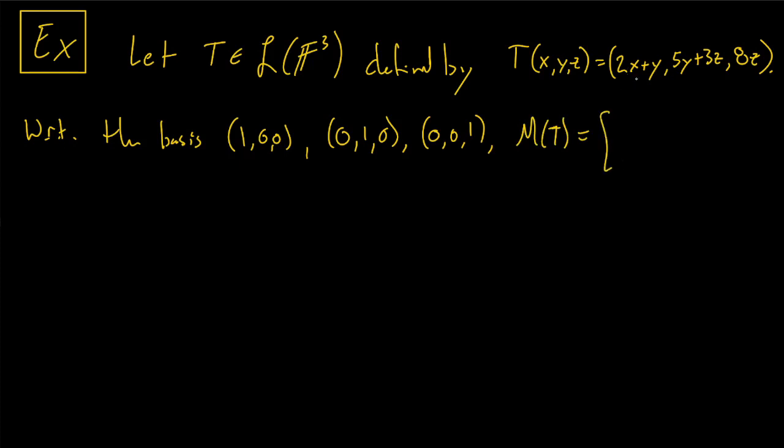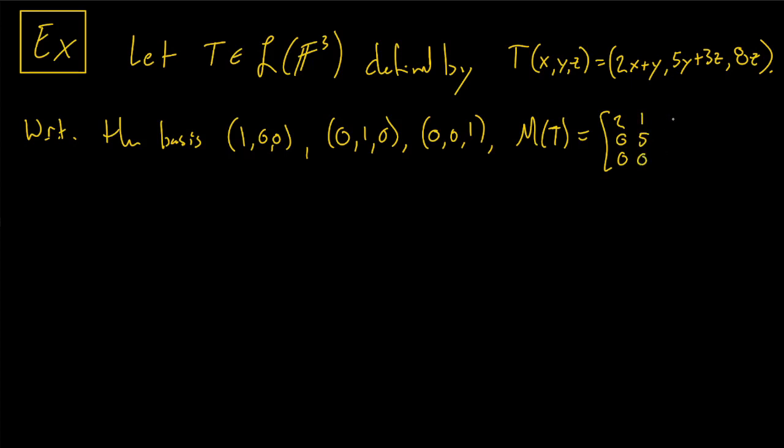How do I write T of 1, 0, 0 as a linear combination of these guys? We'll just plug it on in. T of 1, 0, 0, I will get out 2, 0, 0. So I have 2 of my first basis element and 0 of the other ones. Now I plug in 0, 1, 0. Well, I'll get out a 1, 5, 0. Okay, so I get a 1, 5, and a 0.